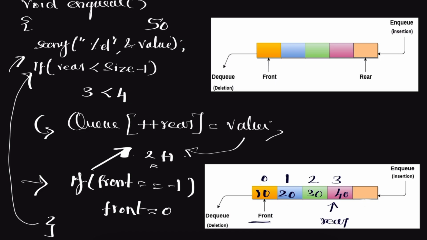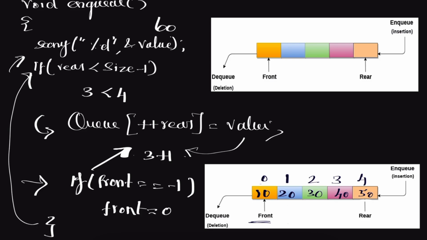So Q of ++rear is equal to value. What is the index now? The index position is 3. So 3 plus 1, which means rear plus 1, the answer is 4. The conditions are satisfied. Now we are going to store the value at the fourth index. And now suppose you are going to store one more value, what will happen?